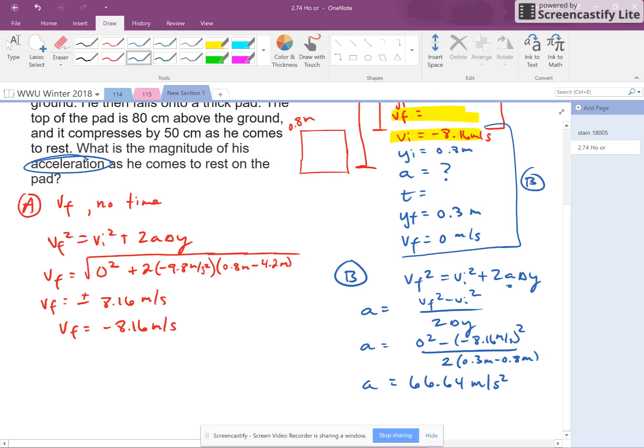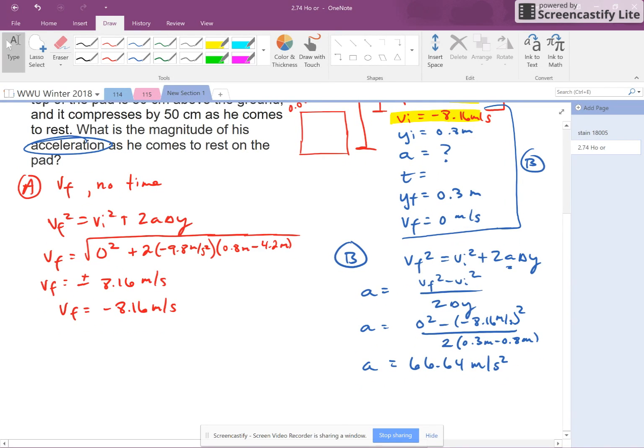I'll double check real fast in Mathstream since I have it open, and that ends up being correct. It asks for 2 sig figs, so the acceleration would be 67 meters per second squared.